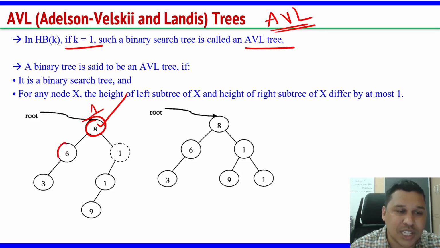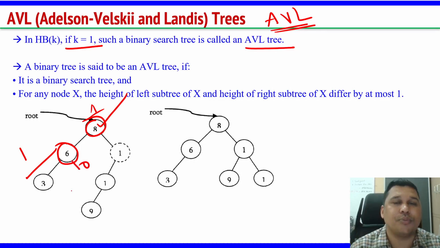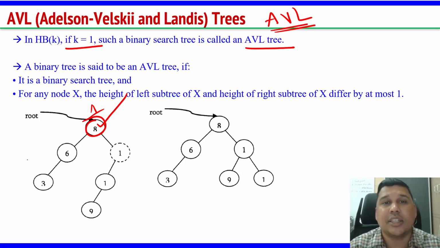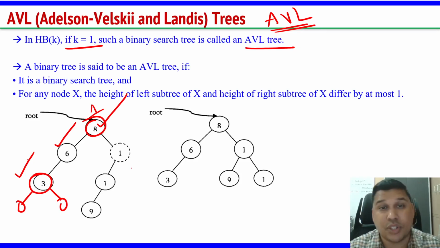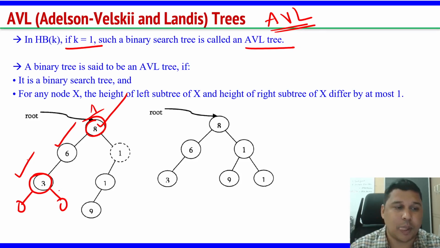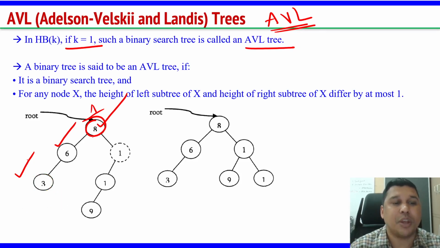Now, go for the node 6. What is its height? This height is 1, this height is 0. On the left hand side, there is no child. So the difference of 1 minus 0 is 1. So this is also satisfied. We are saying that at most the difference could be 1. So this is also satisfying the AVL tree property. What about this? Left is 0 and right is 0, difference is 0, this also satisfies. When we say at most 1, it can be 0 also. 0 and 1 are possible. So this also satisfies the property.